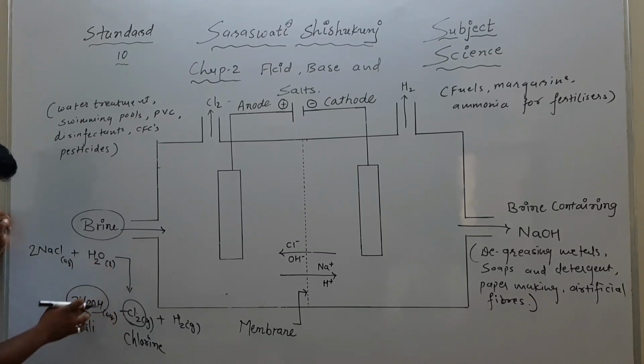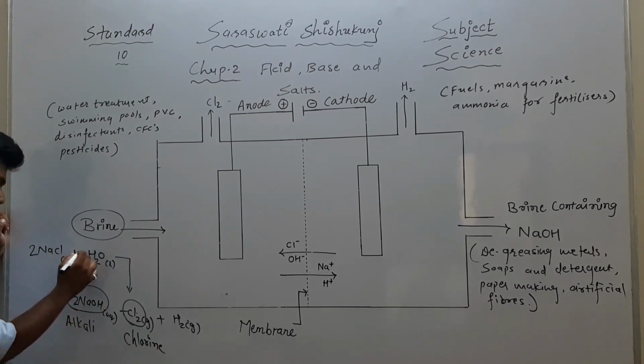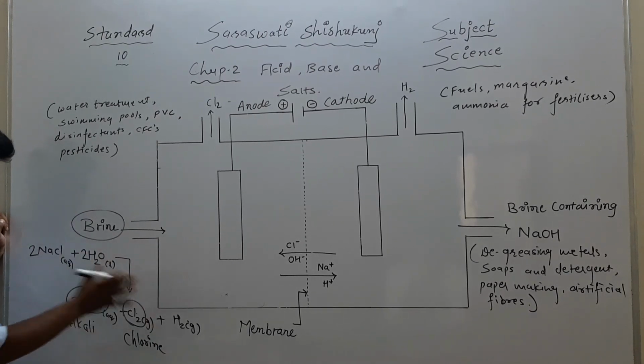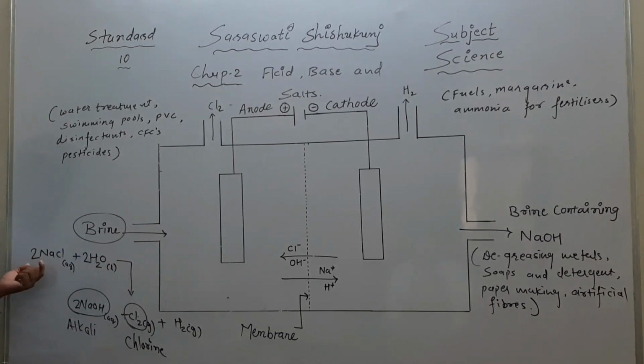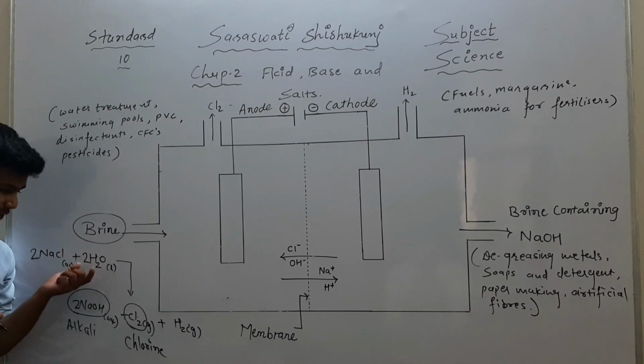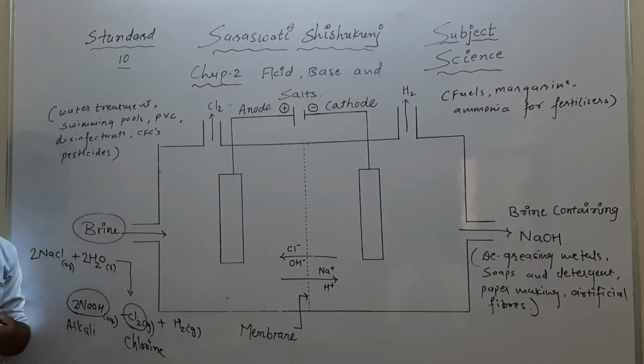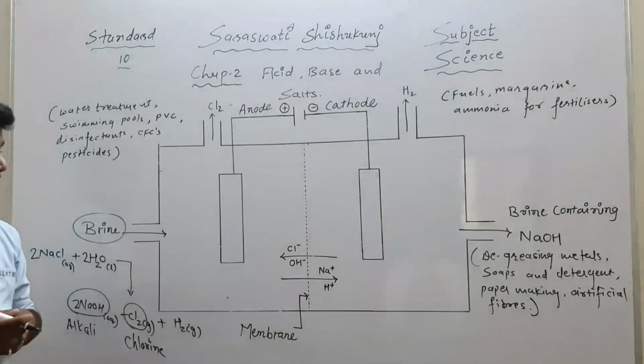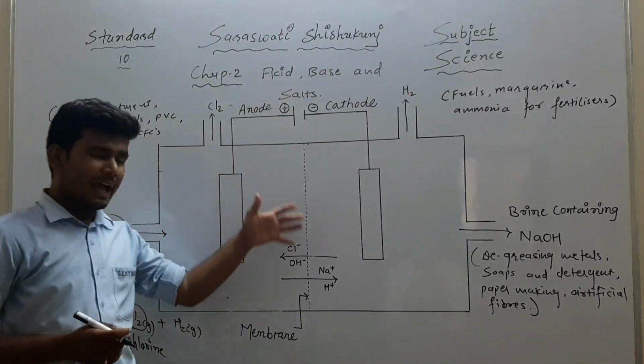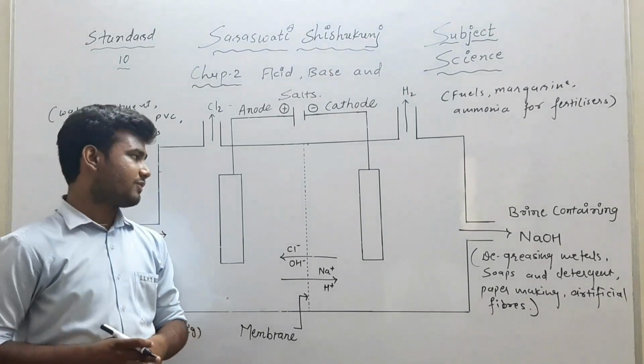2H2O. Right here we are having 2 hydrogen and 2 oxygen. So here we have 2. So this way, 2 mole of NaCl brine solution, when it reacts with water, it will give us alkali and chlorine both. So that is called chlor-alkali method. Now, let's see how this NaOH is formed.